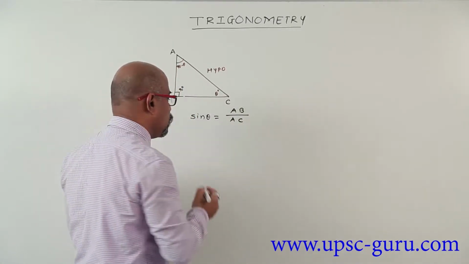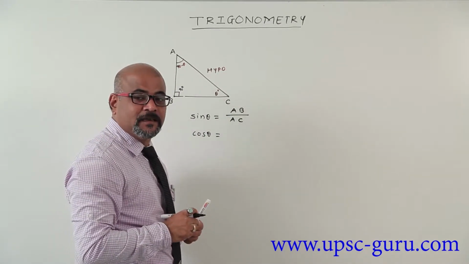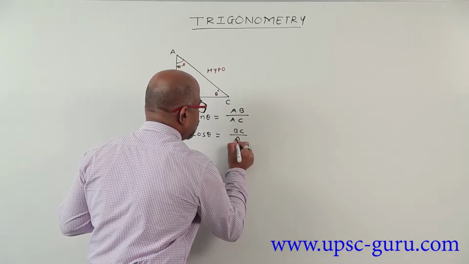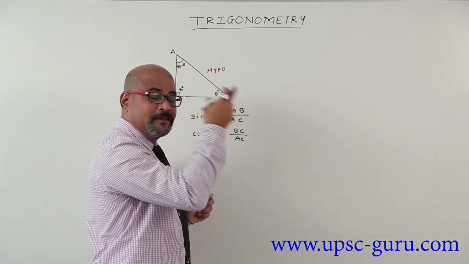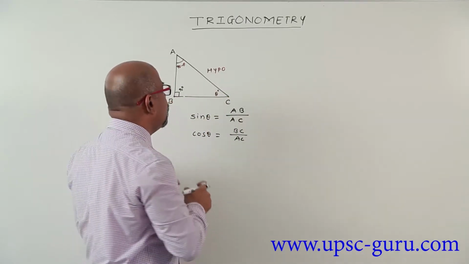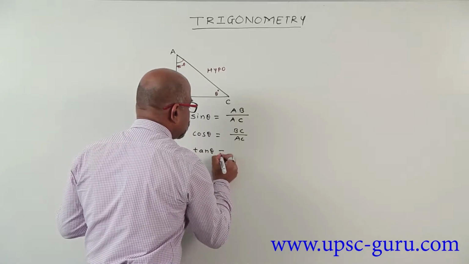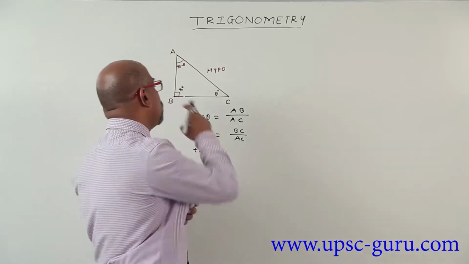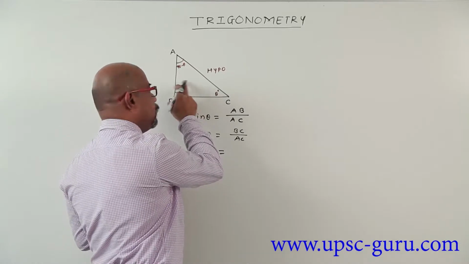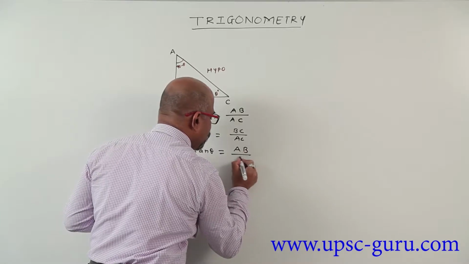The second ratio is cos theta. Cos theta equals to adjacent side upon hypotenuse, that gives us BC upon AC. Side adjacent to theta is BC and hypotenuse is AC, that is BC upon AC. Next ratio tan theta. You know that tan theta equals to opposite side upon adjacent side. The side opposite to theta is AB and adjacent side is BC. Therefore we get AB upon BC.